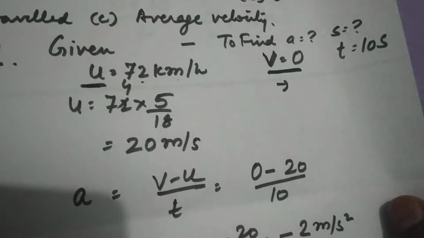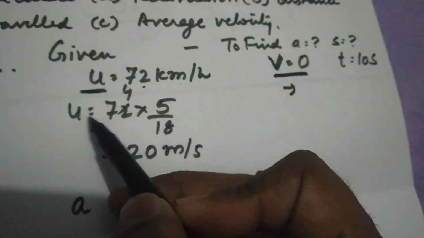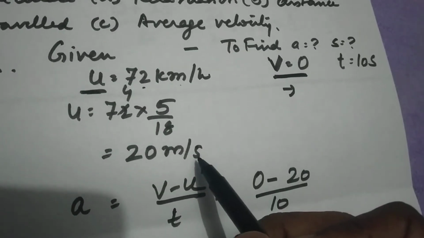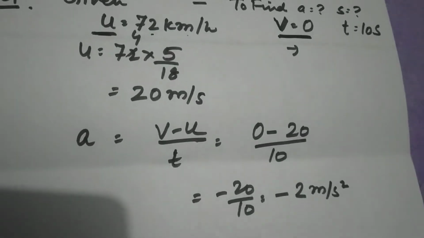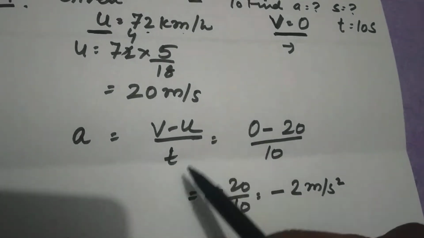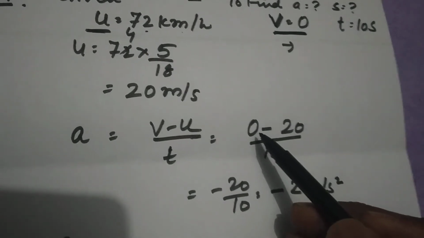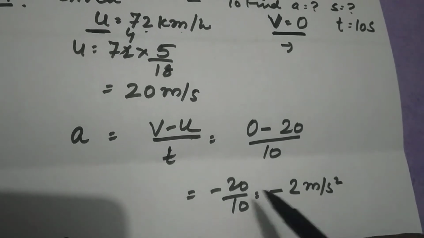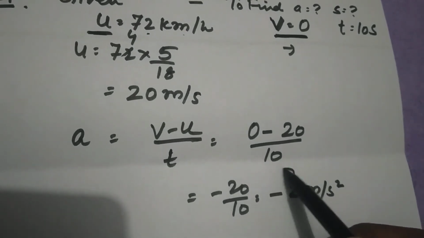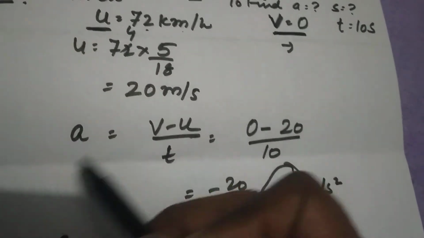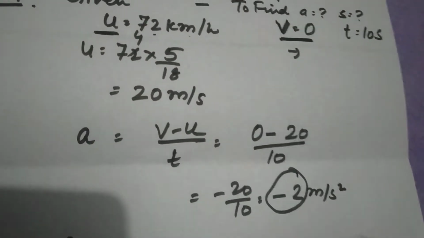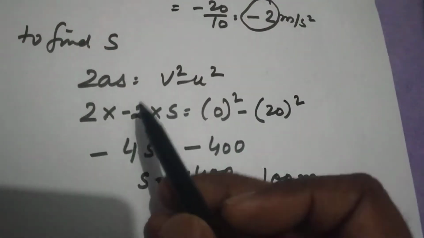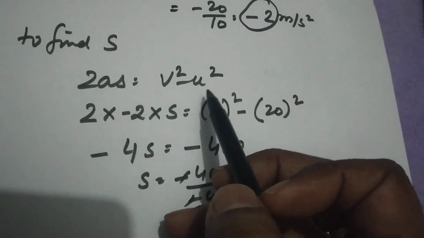So what step do you have to do first? You have to convert 72 into meter per second by multiplying by 5 upon 18, cancelling. So you get 20 meter per second. So directly we can use the formula acceleration equals v minus u upon t. What is v? Final velocity 0. What's your u? 20. So it is minus 20 upon 10. You get minus 2. It's showing a negative value. So what is this acceleration called? Retardation. So what you have found? Retardation.